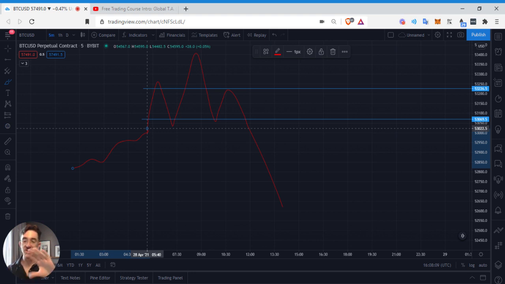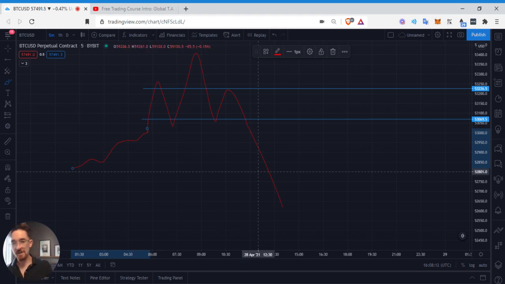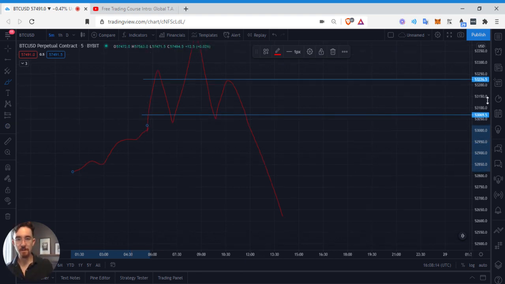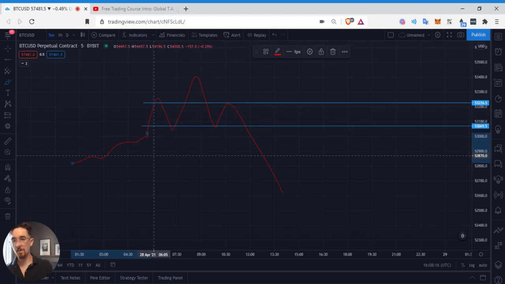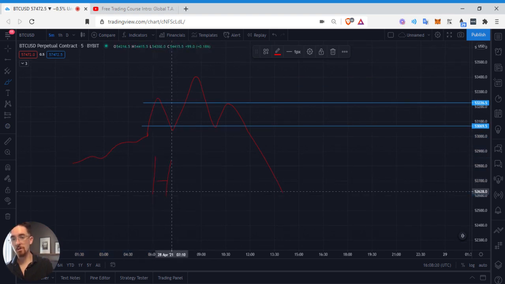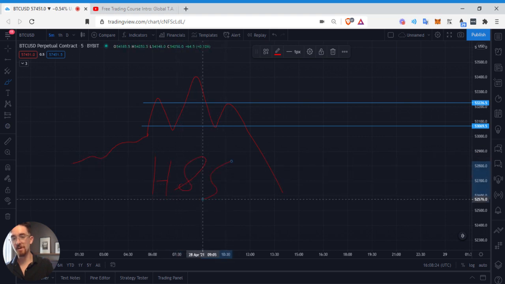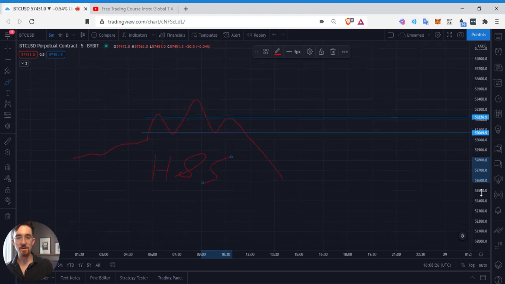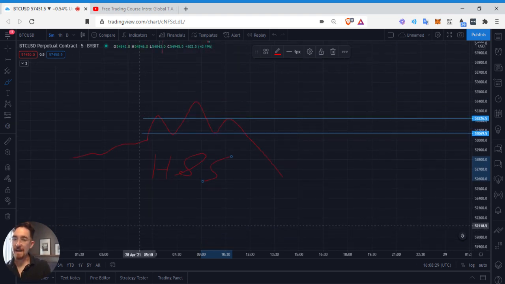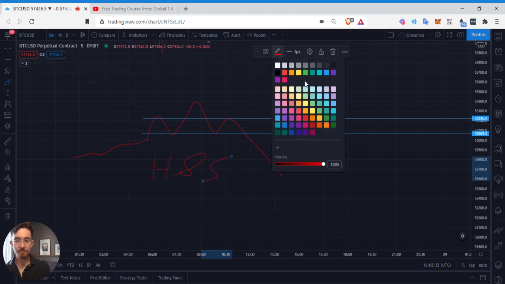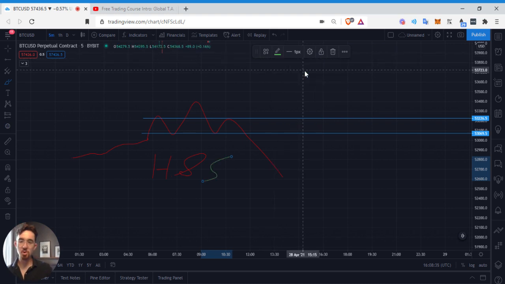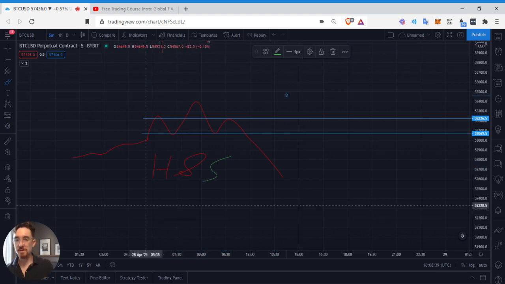An inverse head and shoulders is just this flipped. So an inverse head and shoulders would look like this. This is just the normal head and shoulders, right? Now, an inverse head and shoulders would technically be a bullish pattern, okay? It would look something like this.